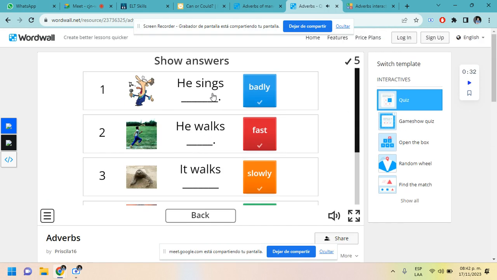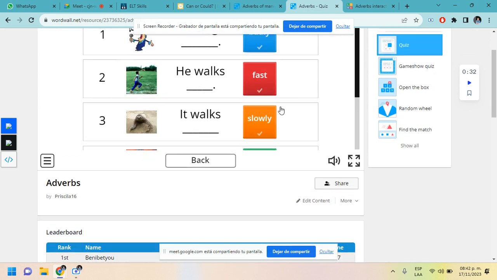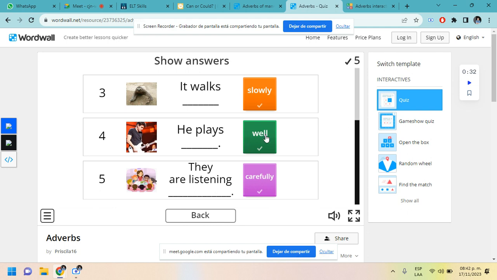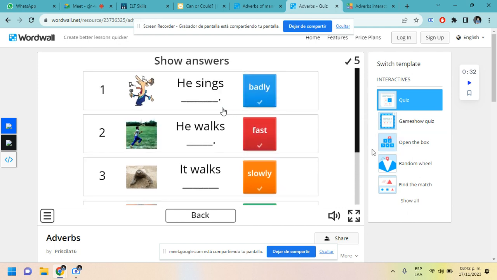Si te fijas bien, los adverbios van después de un verbo. Mira, ve. He sings badly. He walks fast. It walks slowly. He plays well. They are listening carefully. Siempre van después de un verbo. En cambio, los adjetivos son distintos, ¿no? En adjetivos puedes decir, I have got a fast car. You see? A fast car. Or my girlfriend is beautiful. You see? I'm talking about how she is.